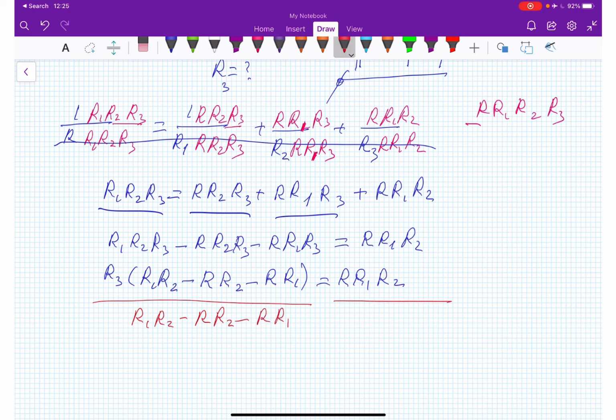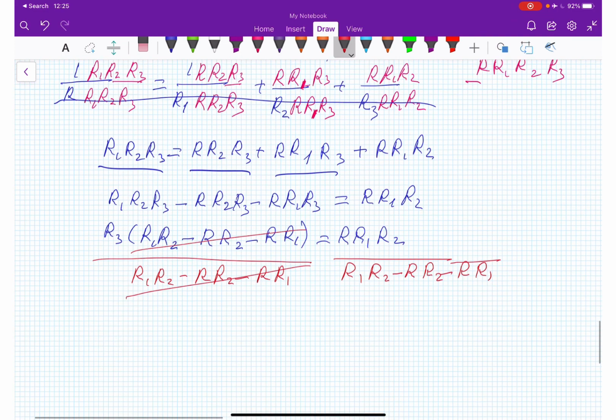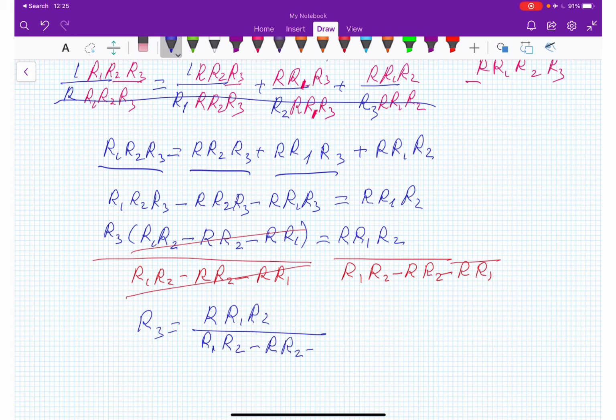And same thing dividing here, R1, R2 minus R, R2 minus R, R1. Okay, this and this is gone. And I am getting R3 is equal to R, R1, R2 over this entire expression: R1, R2 minus R, R2 and minus R, R1. And here we got our answer.